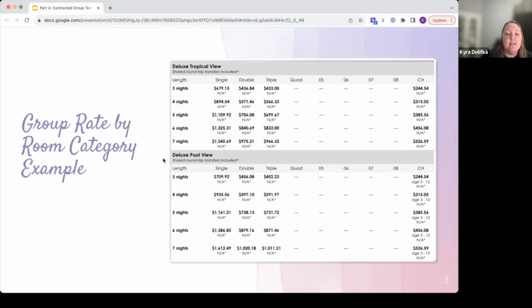So then you can see the deluxe pool view room also has the shared round trip transfers included. And you can see it costs just a little bit more per person here for this room because it is a slightly upgraded room, but you read the chart just the same. Just remember all of these prices are for one person, so you may need to multiply and add them together.